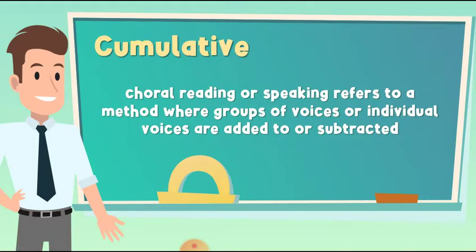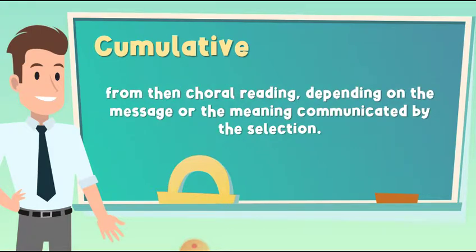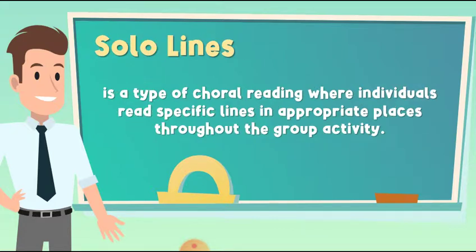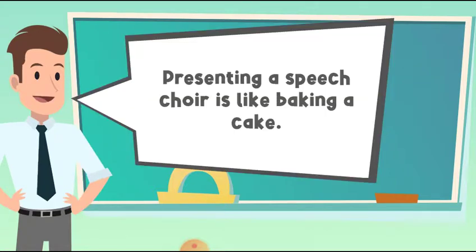Cumulative choral reading or speaking refers to a method where groups of voices or individual voices are added to or subtracted from the choral reading, depending on the message or the meaning communicated by the selection. Solo lines is a type of choral reading where individuals read specific lines in appropriate places throughout a group activity. Presenting a speech choir is like baking a cake.